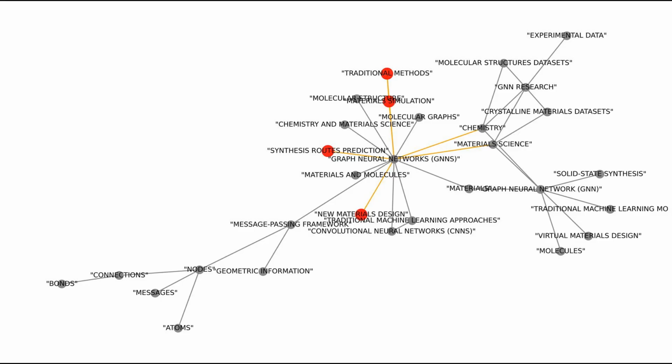Another application is in the screening and design of new materials. GNNs can analyze vast numbers of molecular and material structures to identify promising candidates for specific applications, such as catalysts or battery materials. This capability allows researchers to explore a broader range of possibilities more efficiently than traditional methods, which may require more time and computational resources to evaluate each candidate individually.